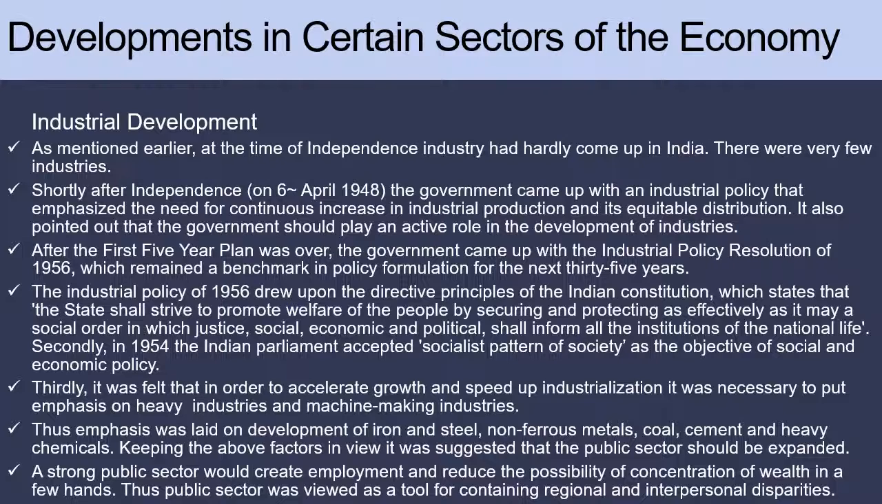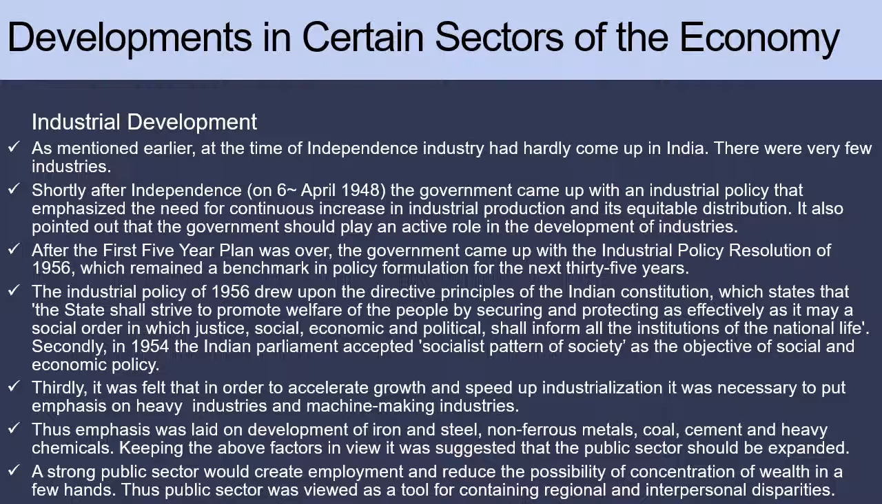Secondly, in 1954 the Indian Parliament accepted socialist pattern of society as the objective of social and economic policy. Thirdly, it was felt that in order to accelerate growth and speed up industrialization it was necessary to put emphasis on heavy industries and machine-making industries. Thus emphasis was laid on development of iron and steel, non-ferrous metals, coal, cement and heavy chemicals.